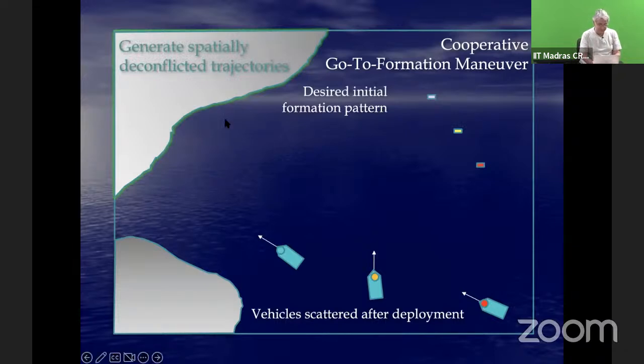Now pay attention to the words I have there: spatially deconflicted trajectories. I learned this from the guys that work with aircraft, with formations of aircraft. It would be very difficult. For example, if you assign this vehicle to go there, this one to go there, and the other one to go there, intuitively, they are going to cross.